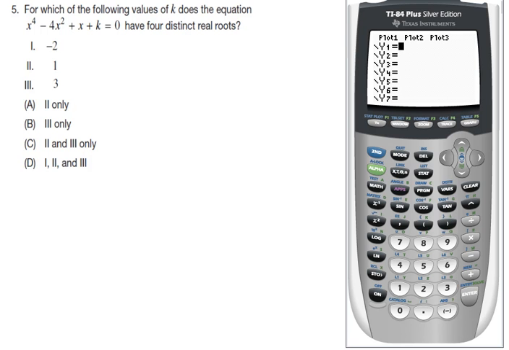Alright, with problem number 5: for which of the following values of k does the equation x to the fourth minus 4x squared plus x plus k equals 0 have 4 distinct real roots? And I think what you should take away from this problem, first of all, is understanding that whatever the degree of a polynomial is, it potentially has that many real roots.